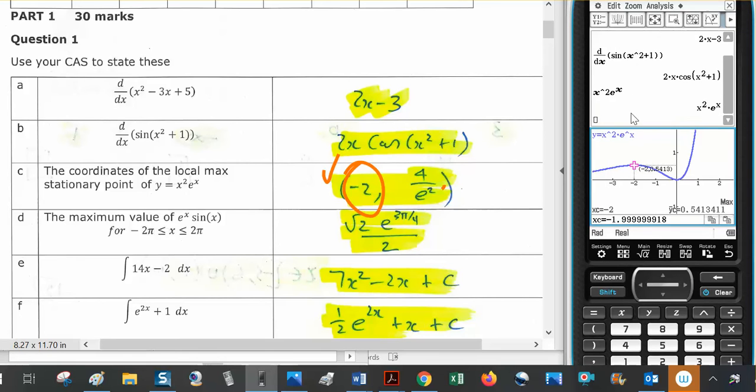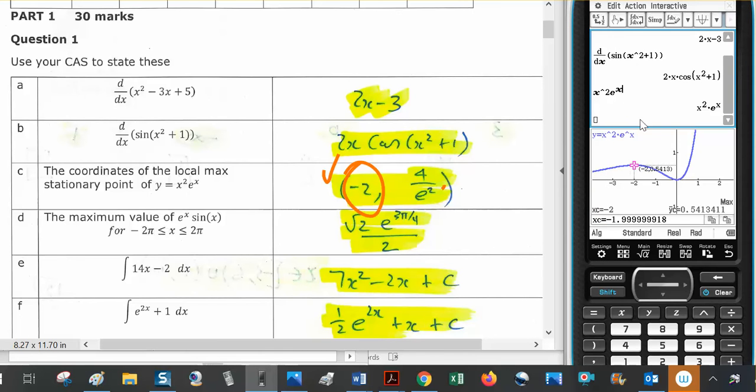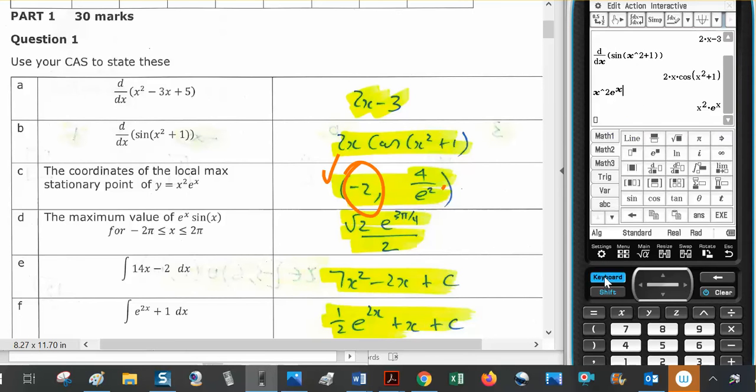And if I come back up here and make a keyboard math 3 given x equals -2, four on e squared is the second part of the answer.